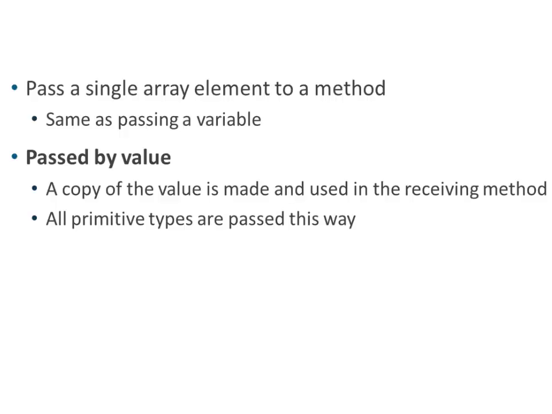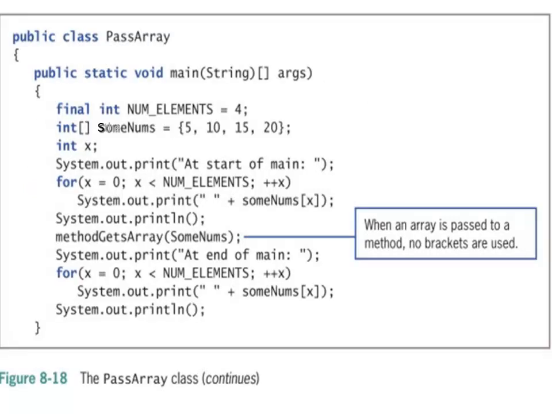The individual array elements are passed by value. That is, a copy of the value is made and used within the receiving method. When any primitive type like a boolean, character, short, integer, double is passed to a method, the value is passed. Arrays, like all non-primitive objects, are reference types. So this means that the object actually holds a memory address where the values are stored.